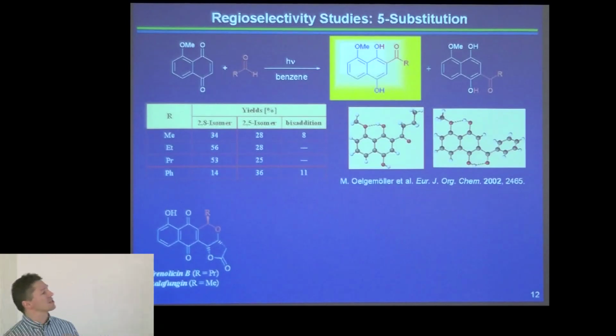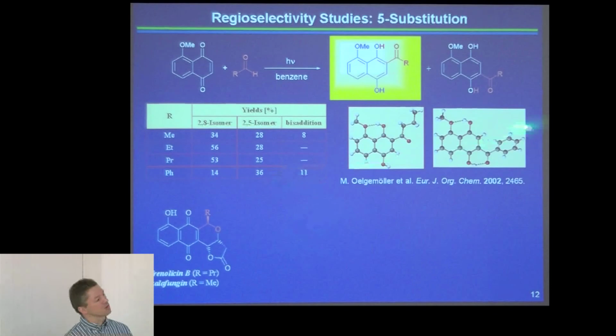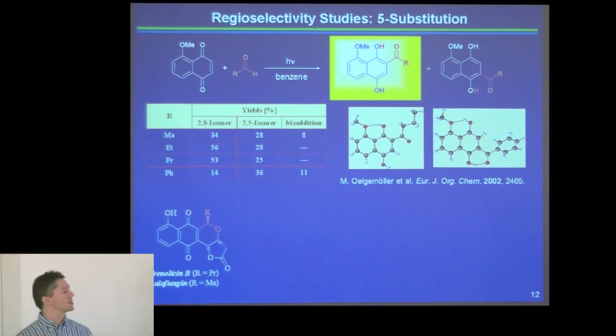We studied the regioselectivity of this compound by just adding one substituent here in the 5 position, and we got both regioisomers. We got some crystal structures for some of them, and here are just 4 examples that I investigated during my PhD, and you can see the yields are okay, at least the overall yield. Sometimes we get bis addition, sometimes we don't get any.